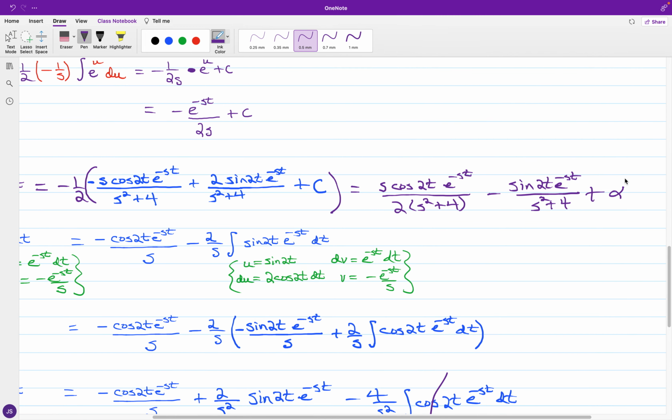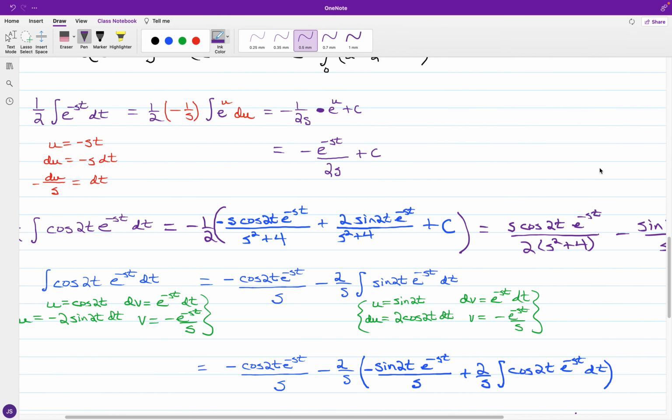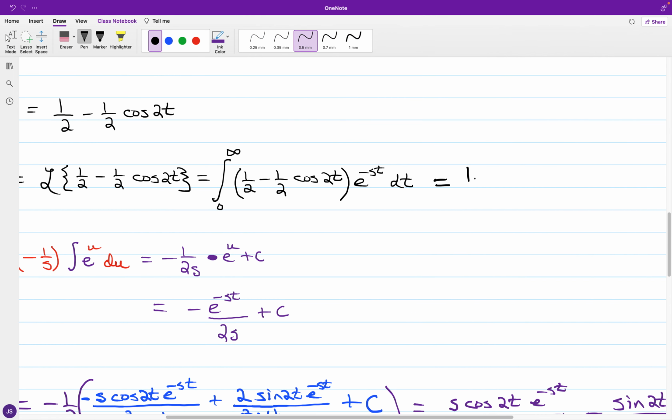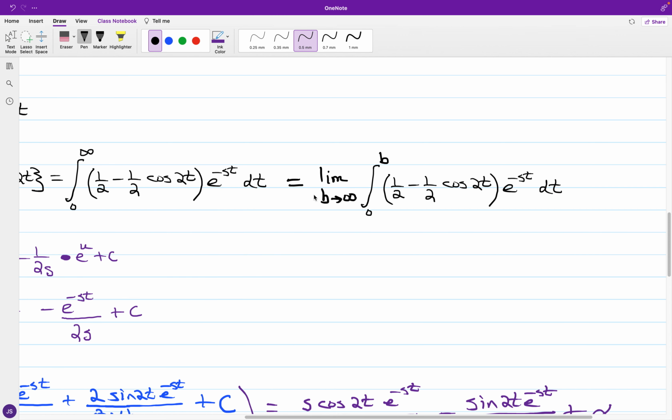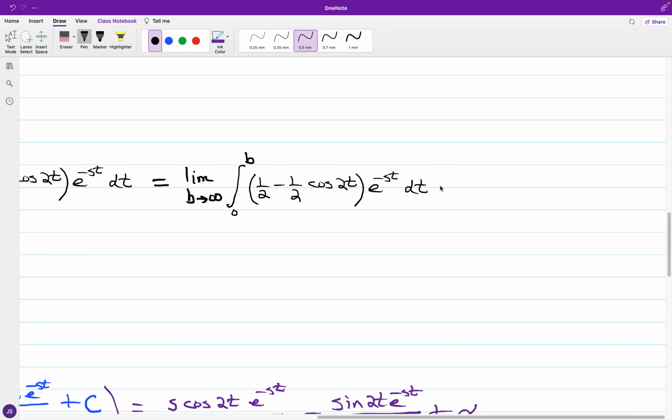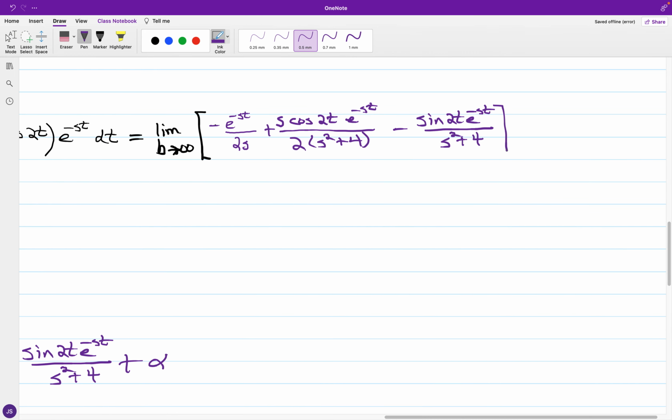Okay, so looking at consolidating what we have earlier for the Laplace transform. So we have the limit as b goes to infinity. And now for what we have in the antiderivatives, you have the limit as b tends to infinity. Looking at consolidating all together.